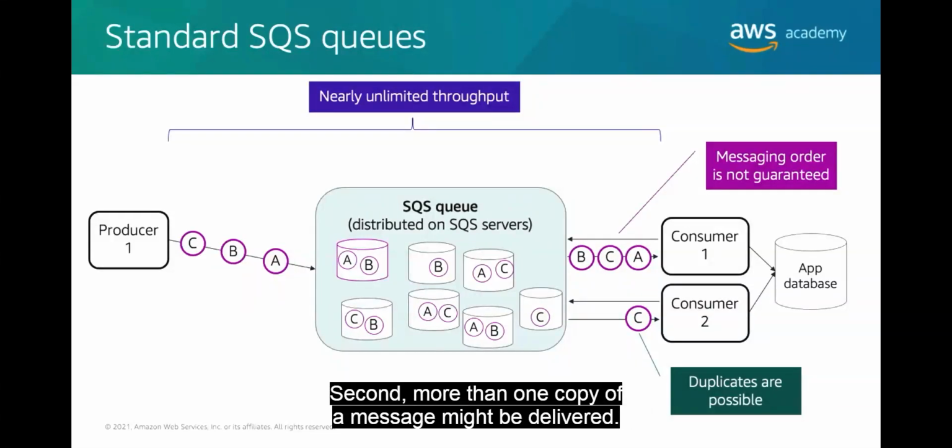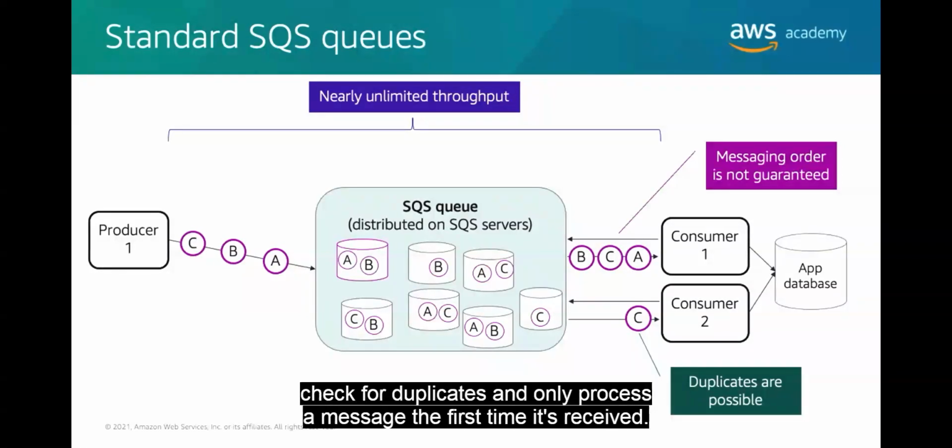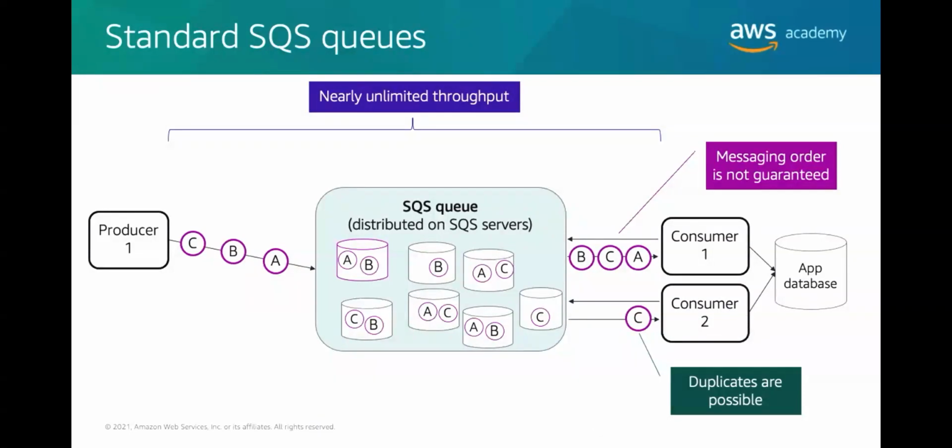Second, more than one copy of a message might be delivered. Standard queues support at least once delivery, not exactly once delivery. To avoid processing the same message more than once, your application code needs to check for duplicates and only process a message the first time it's received. For example, you might add code that checks your database for a unique value in the incoming event and ignores it if it already exists in the database.